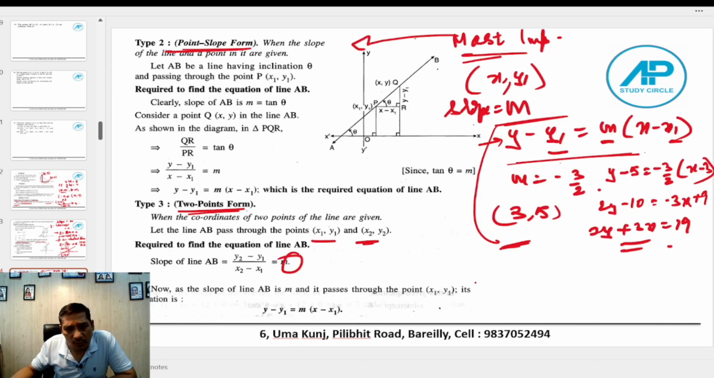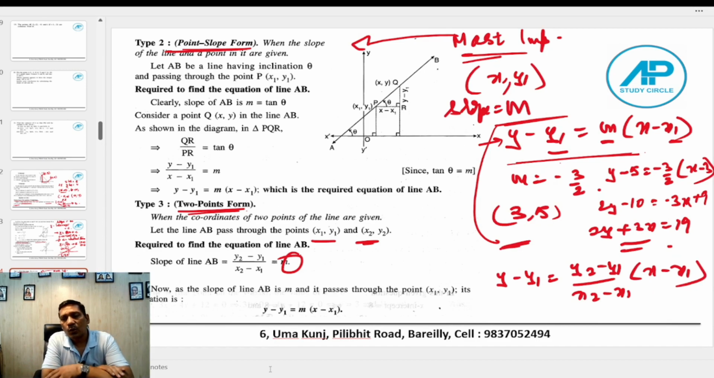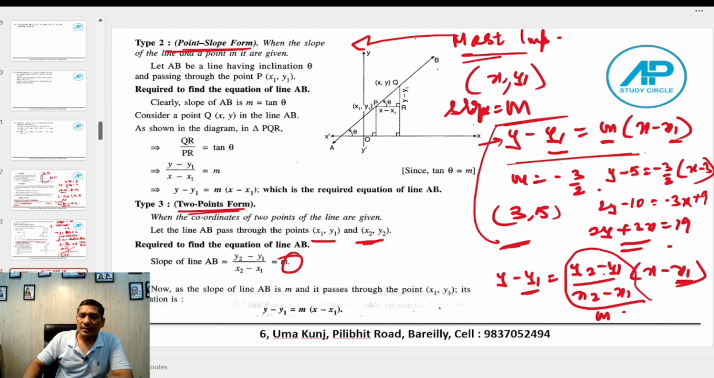has given this formula sometimes, that y minus y1 equals y2 minus y1 upon x2 minus x1, in the bracket x minus x1. This also goes for the equation of a straight line. As you can see, this is acting as a slope and this is a passing point. Any one of these two, I can choose any one of these two to put here. Y minus y1 equals y2 minus y1 upon x2 minus x1 into x minus x1. That gives me the slope of a straight line.